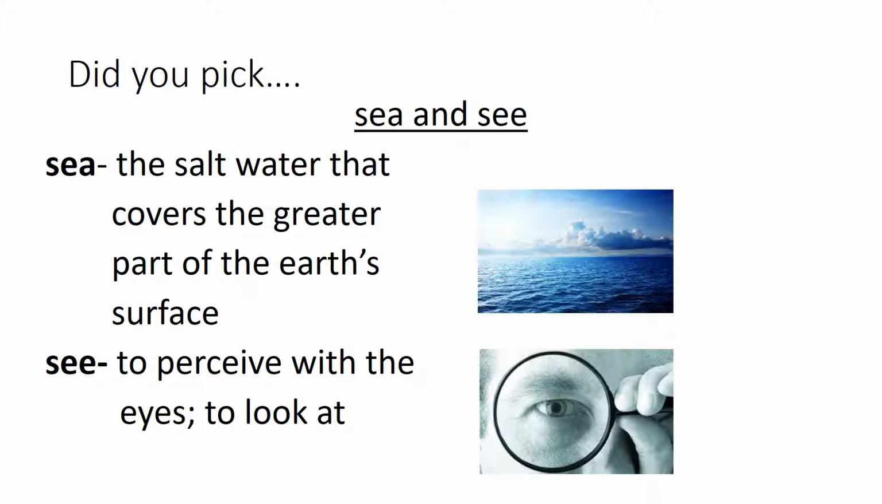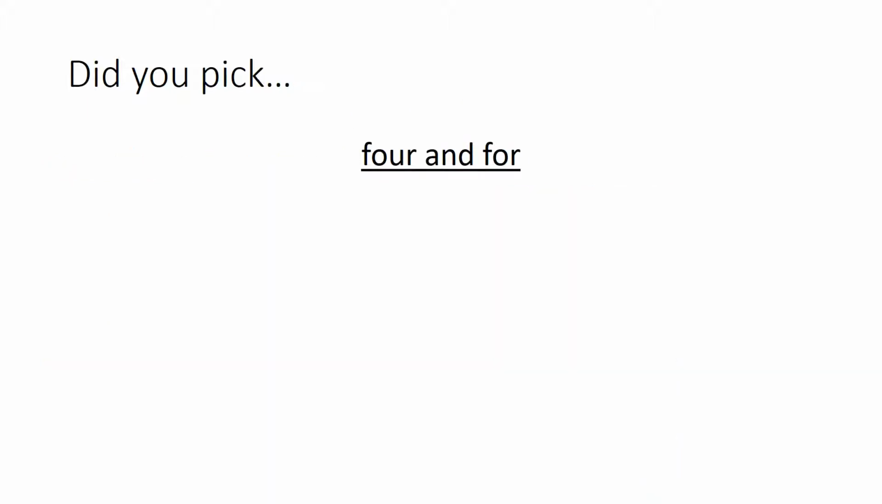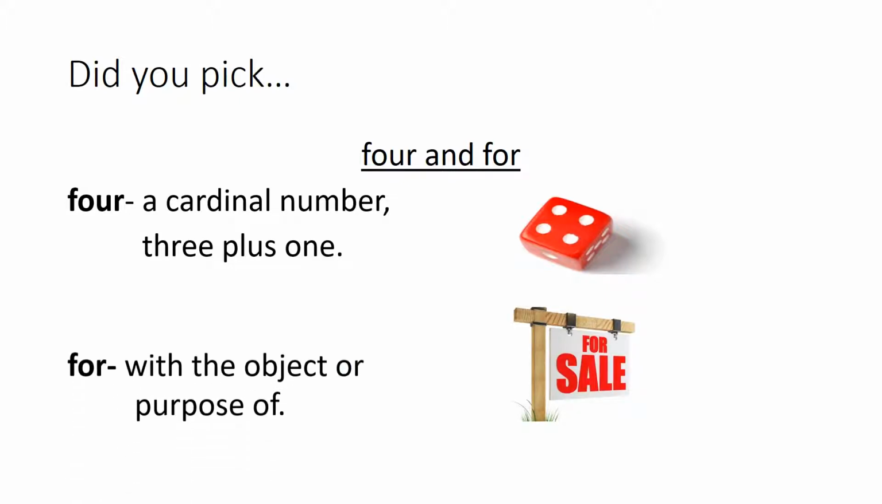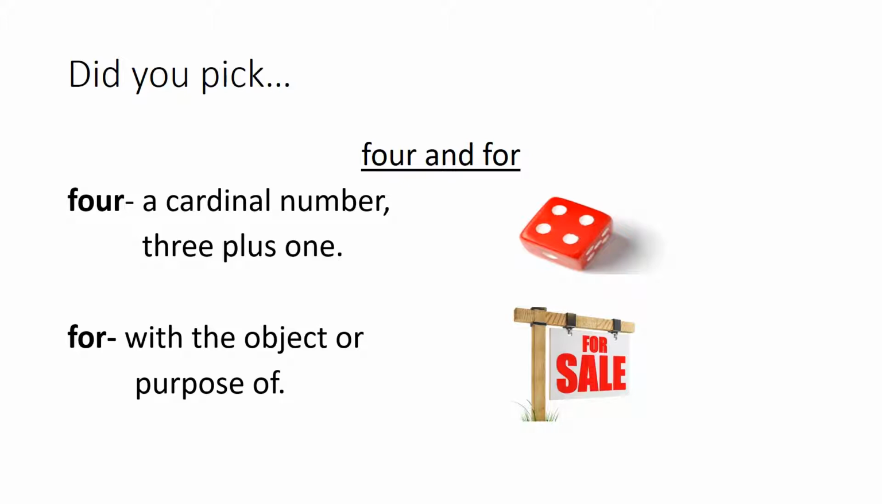Let's see, did you find any other homophones in your spelling list? Did you pick four and for? Your student dictionary says that four, F-O-U-R, is a cardinal number, 3 plus 1. And your student dictionary tells us that for, F-O-R, is with the object or purpose of. F-O-R for is a preposition.